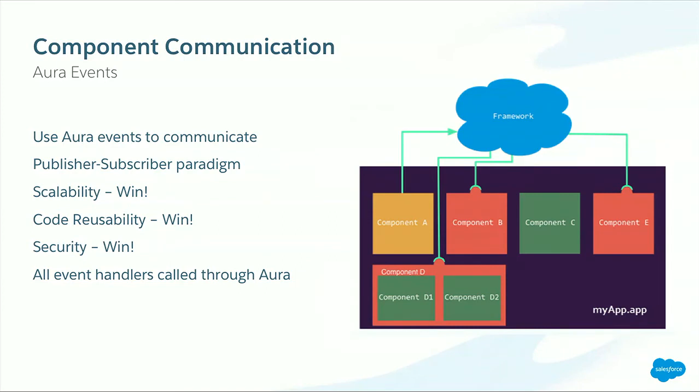You get code reusability because now you don't have these dependencies on component A and component B and component C. They're very modularized. And it's scalability because I can publish one event and 1,000 components can react. I don't have to manipulate the DOM for 1,000 components. Those other components will know how to react.